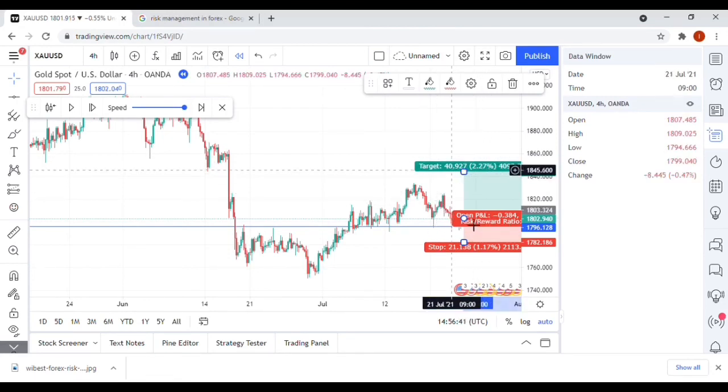If I'm exited in profits, I'll wait for another entry, maybe for a break and retest, then I'll enter again and basically ride this wave up, doing that over and over again. That's basically how I would go about trading.